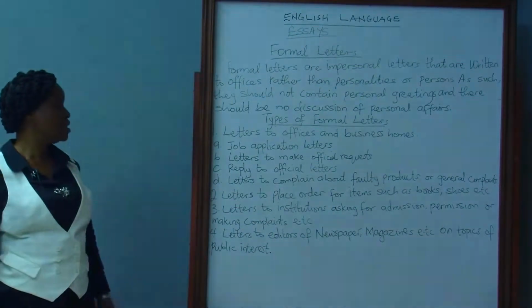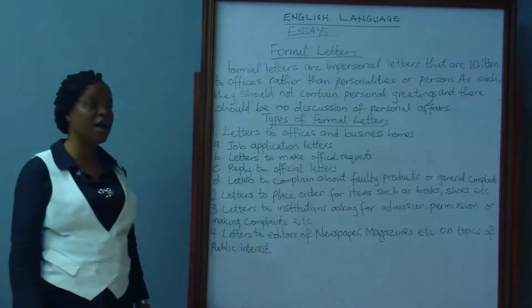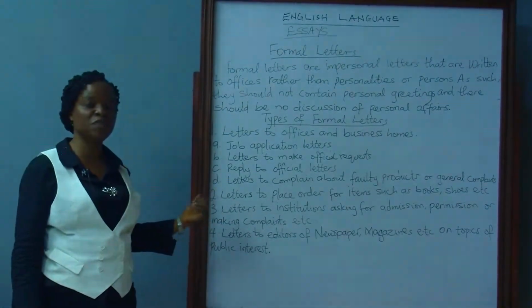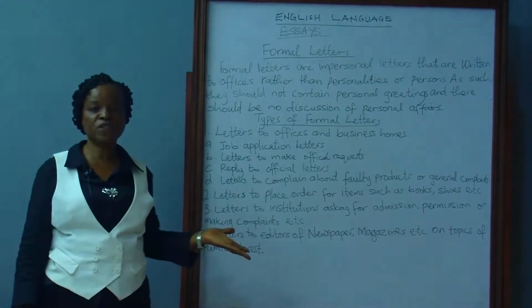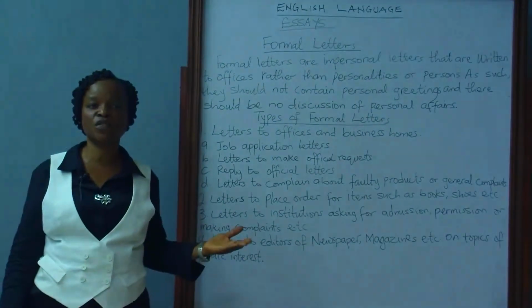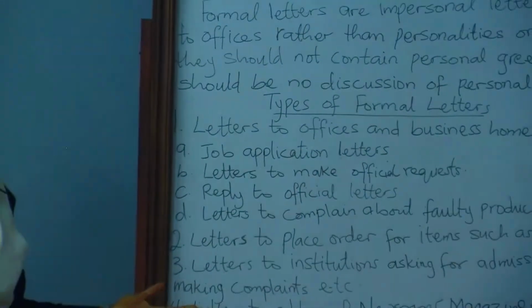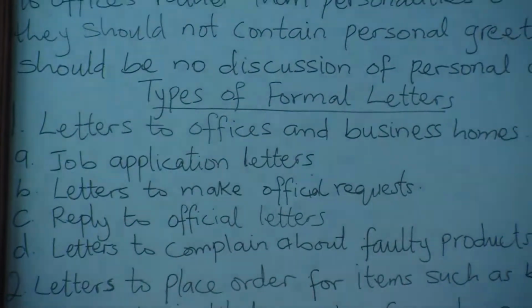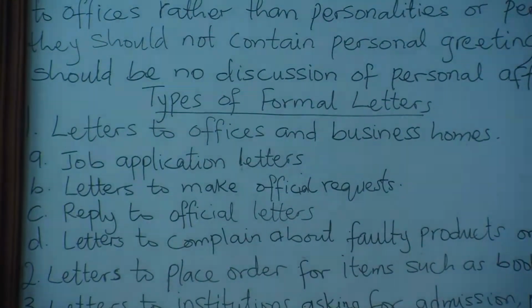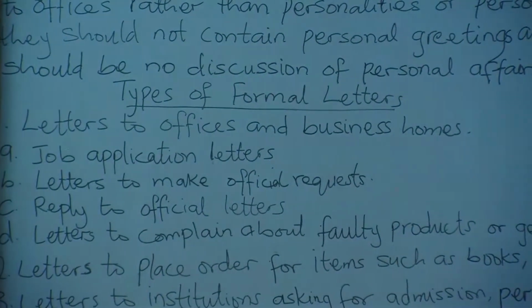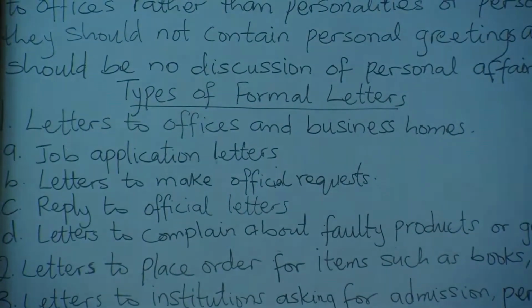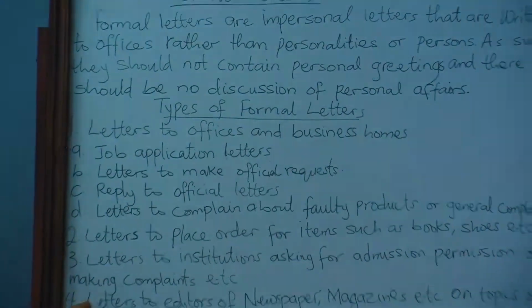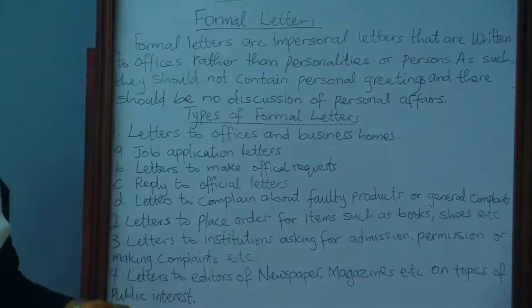Now let's look at the types of formal letters that we have. We have, one, letters to offices and business homes. To offices, maybe the office of the chairman, the office of the vice chancellor of an institution, or the office of the vice president, the office of the president. Look at the way I'm saying it. When you're writing to the office of the president, of course, it doesn't have to get to the president. The president does not even have to see it until it is attended to. So that is why you write it that way.